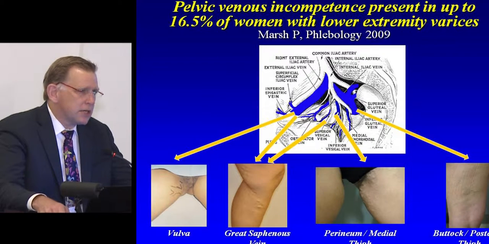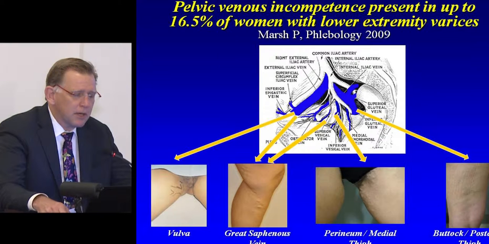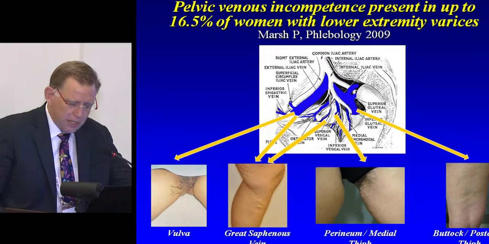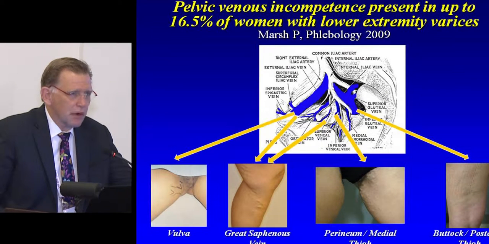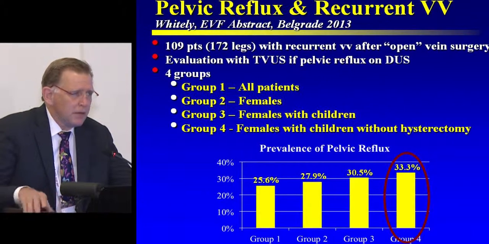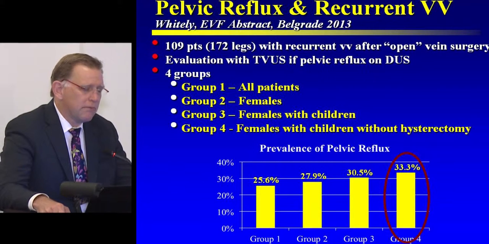Some of the larger series now suggest that as many as 16% of women will have a pelvic source of their lower extremity varices, which typically occur in the distribution of the obturator vein, giving rise to vulvar varicosities, the internal pudendal vein giving rise to these medial thigh and perineal varicosities, saphenous varicosities that can arise either from the obturator or the internal pudendal veins through an incompetent subterminal valve, and finally the posterior thigh varices usually arising from the gluteal veins.